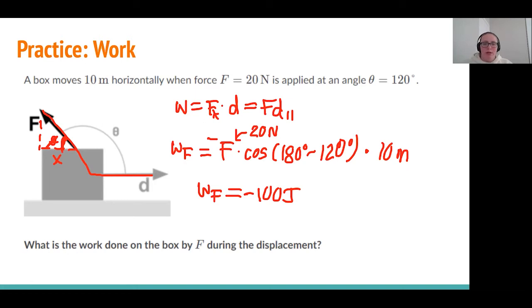But yeah, so either way, we all got 100 joules, which is correct, but we want to make sure that we call it negative because negative work is done. The force is acting against the distance that the block is moving in. They're going in opposite directions, so it's negative work.